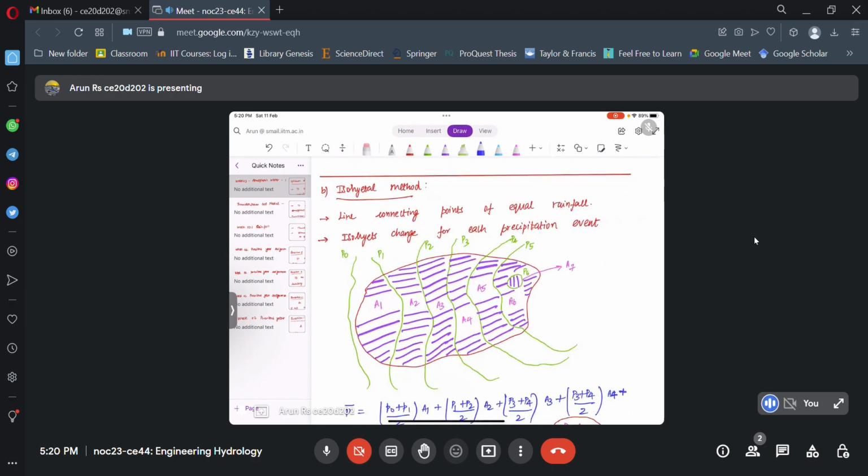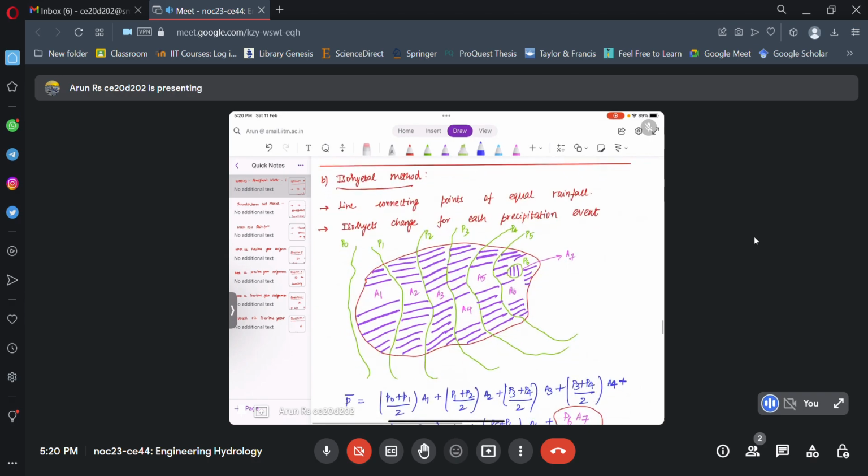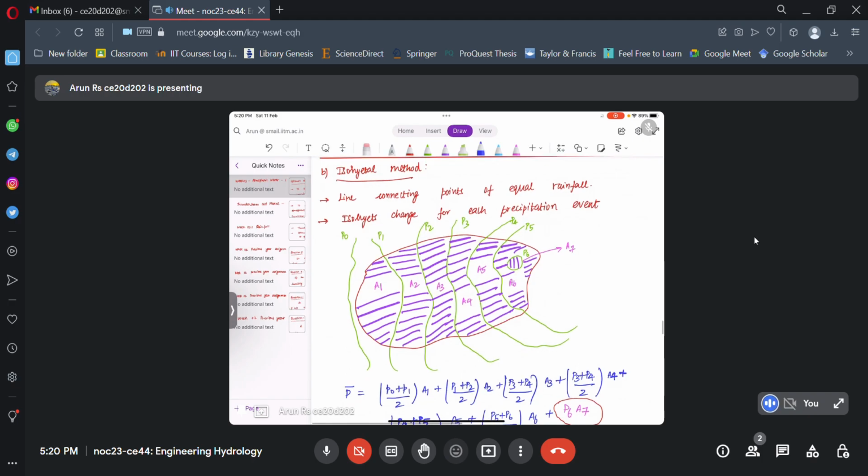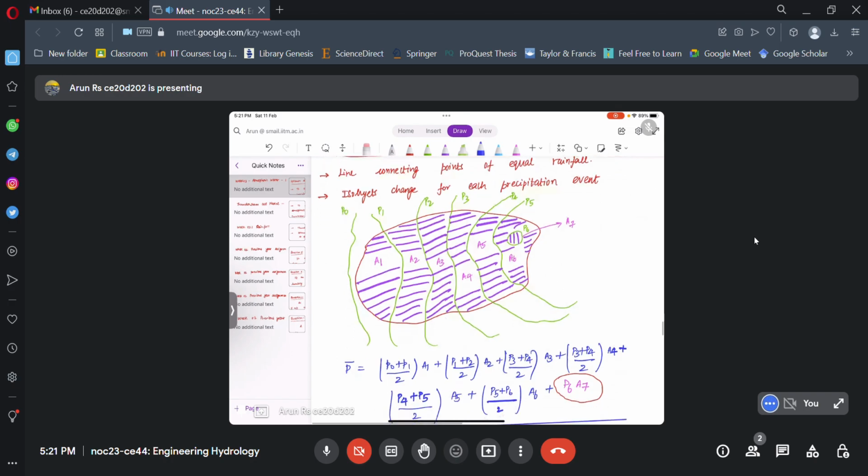So next is the isohyetal method. The isohyets are nothing but lines connecting the points of equal rainfall, and the isohyets are not the same, unlike the Thiessen polygon. If the stations are the same over a long period of time, your Thiessen polygon is not going to change for a given watershed. But in the isohyetal method, each event will have a different kind of pattern, and you will have different isohyets.